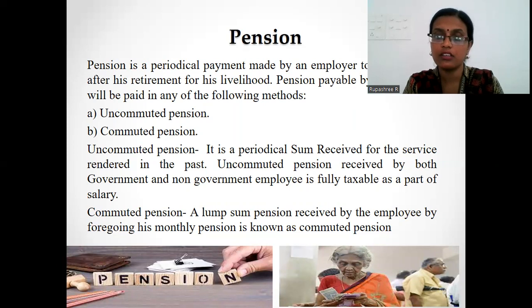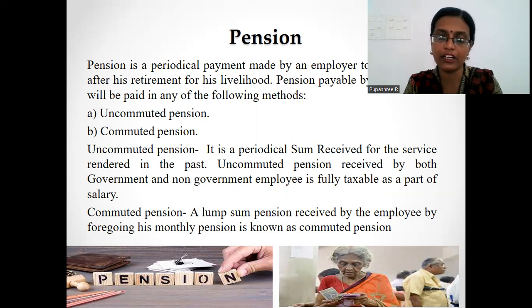But today, before retirement, people do speak about pension and the amount to be kept aside as pension for earning our livelihood once we attain a certain age. So, before we move on to the different types of pension as per income tax authorities, we will try and understand what we mean by the word pension. Pension is a periodical payment made by an employer to an employee after his retirement to live his livelihood.